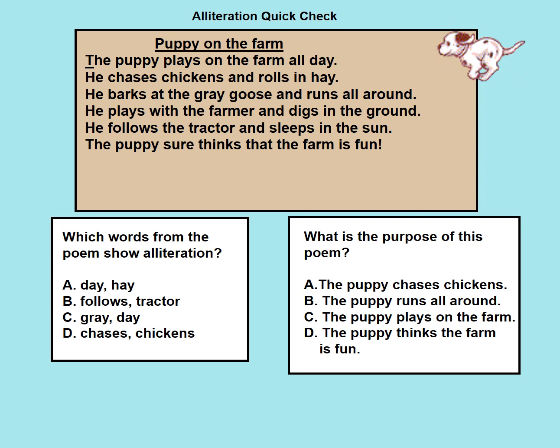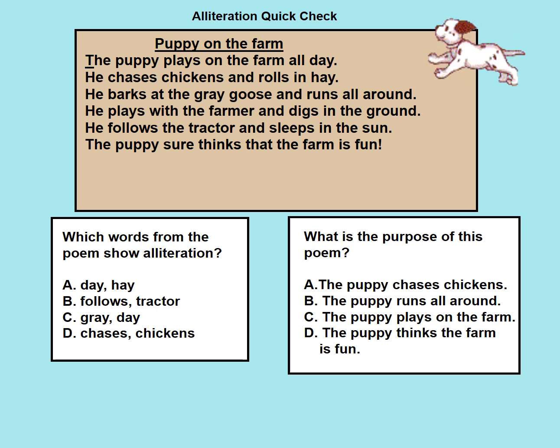Okay. A, the puppy chases chickens. B, the puppy runs all around. C, the puppy plays on the farm. D, the puppy thinks the farm is fun. Well, I think a lot of that is true, but some of those are just details. Like the last sentence says the puppy thinks the farm is fun, and we know that the puppy chases chickens and rolls in the hay. The puppy runs all around.